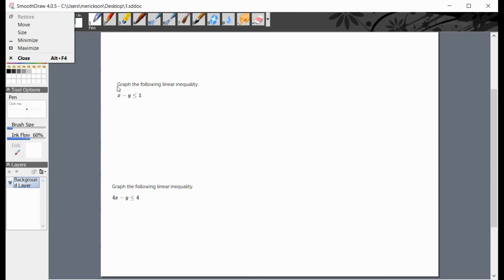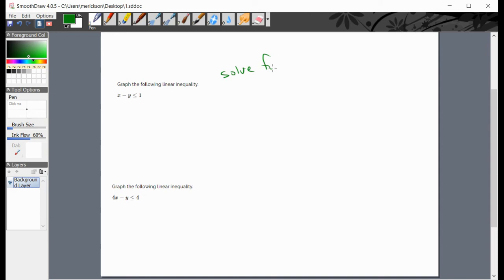All right, let's take a look. We are being asked to graph an inequality. Well, you can't graph it until you do one thing first, and that is to solve for y. So we're going to get y by itself. If you try and do it any other way, you run into some problems.